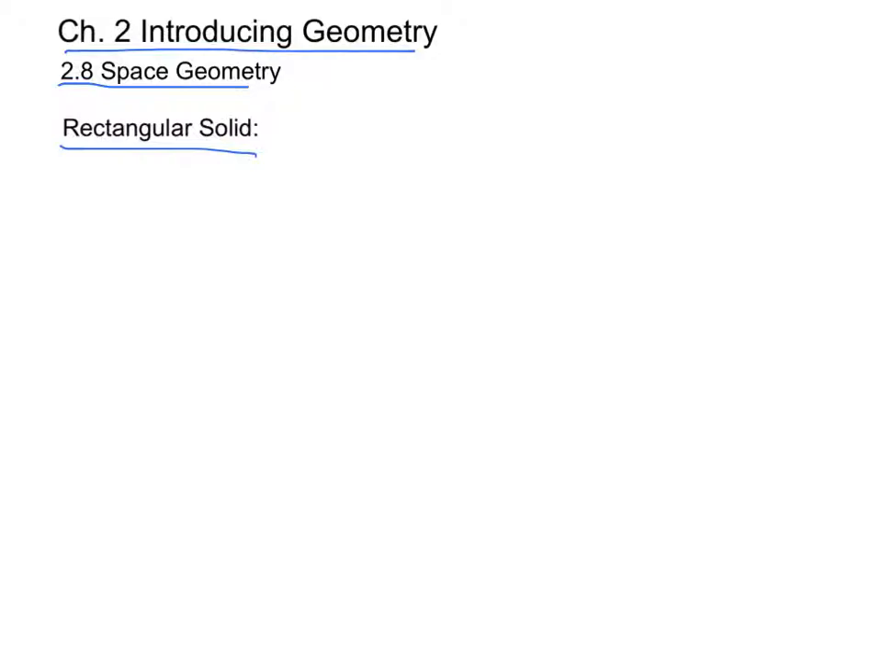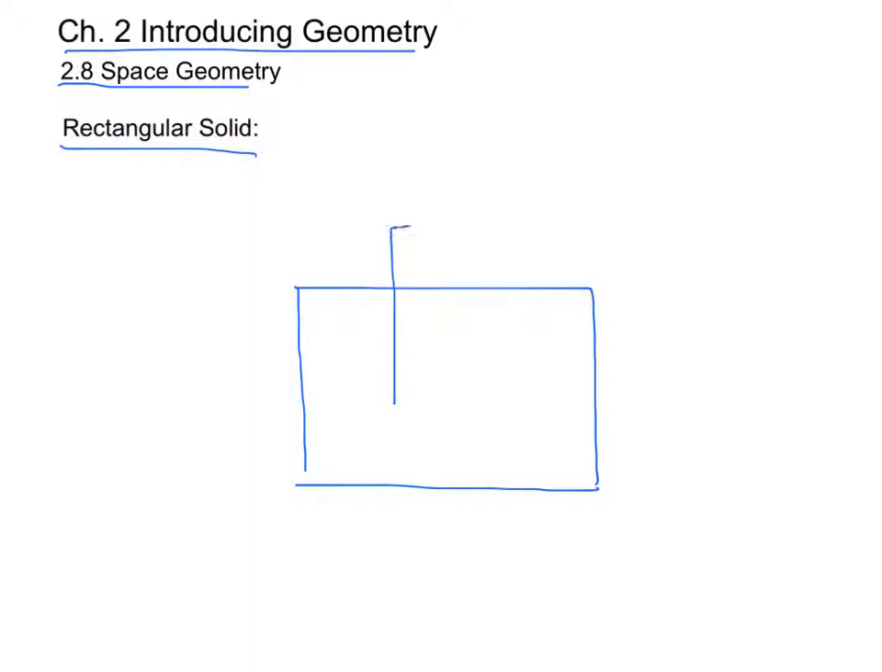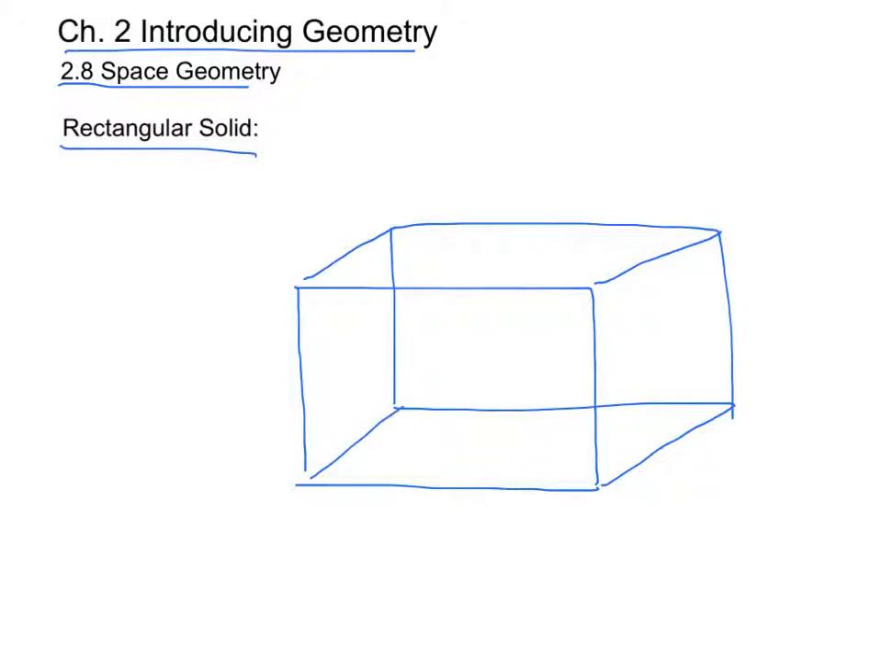So the first step to drawing a rectangular solid is to draw just a normal rectangle like this. And then what you want to do is draw another rectangle slightly shifted over like this. And then you want to connect all of the corners sort of like that. And then here you can see you have sort of a prism or a cube or a rectangular solid.